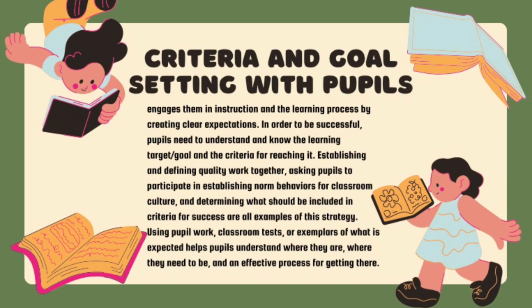Next is criteria and goal setting with pupils. Meaning to say, the teacher should let pupils know clearly what they are supposed to learn and what good work looks like. When pupils understand the goal and what is expected of them, they are more likely to do well.